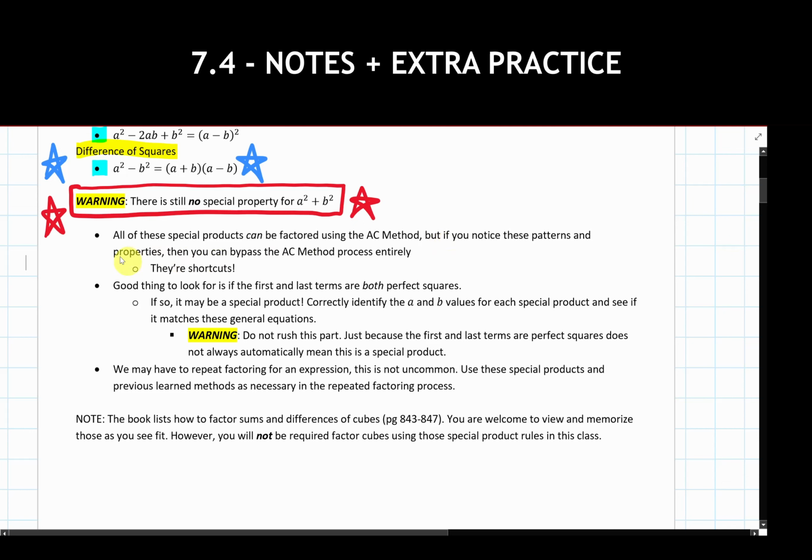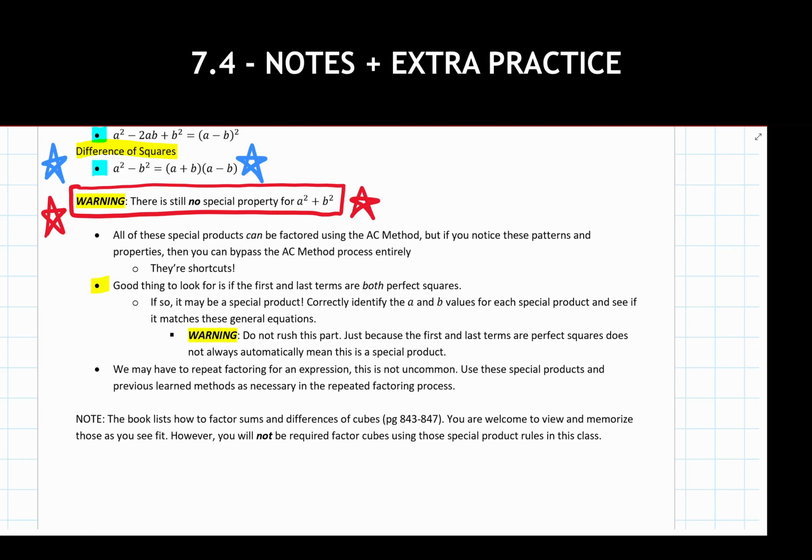All these are meant to be is shortcuts. So you are welcome to use them if you would like to. You do not have to use them if you do not want to. The AC method works perfectly fine for all of these different types of polynomials that have been given to us. As we went through our examples, just for the sake of highlighting it, it's good to look for if the first and the last terms are both perfect squares. Big requirement in that they both are perfect squares. If only one is, we can't use these special products and shortcuts. Can't jump to the answer there.